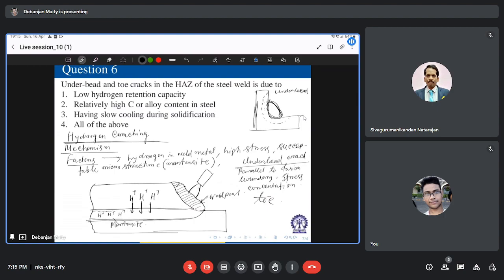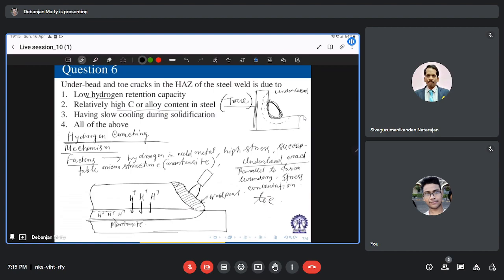Now coming to this question, underbead and toe cracks in the heat affected zone of the steel are due to, of course, this is not due to low hydrogen retention capacity, because if your hydrogen is high enough, then only this kind of crack formation occurs. And it says relatively high carbon or alloy content in steel. This is the true statement.